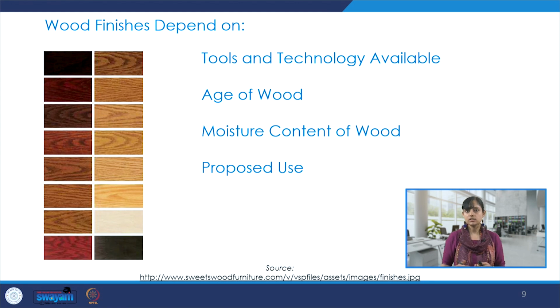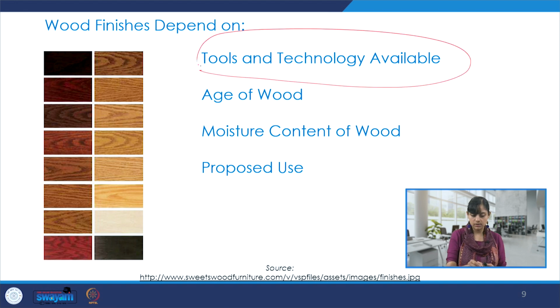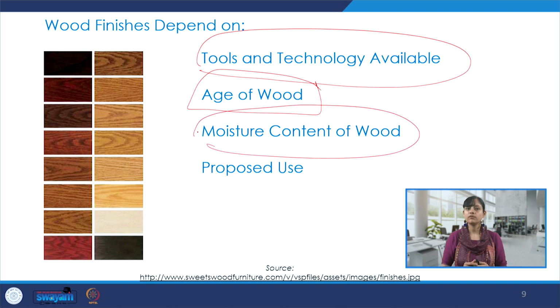It also depends on the tools and technology available, what is the age of the wood, like I was telling in the beginning, the moisture content of the wood, whether it is seasoned or not. So seasoned wood is where we try to remove the moisture and make the wood more suitable for the applications. And what is the intended use for which the timber is used, whether we are going with a highly structural application or it is not that structurally intact which is required. So what is the intention?